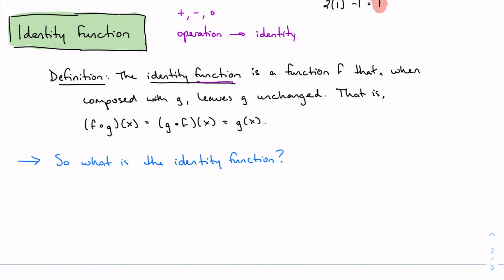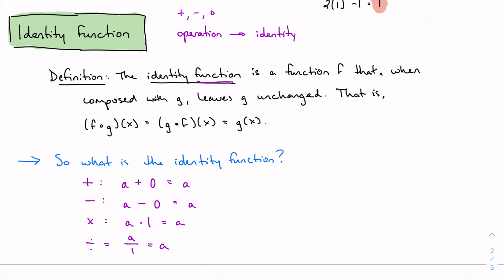If we think about addition, well, the identity in addition is 0, right? Because for any number, if I add 0, it leaves that number unchanged. The same is true for subtraction. If I subtract 0, nothing changes. With multiplication, we know that 1 is our identity because multiplying, or in this case also dividing by 1, leaves that number unchanged.